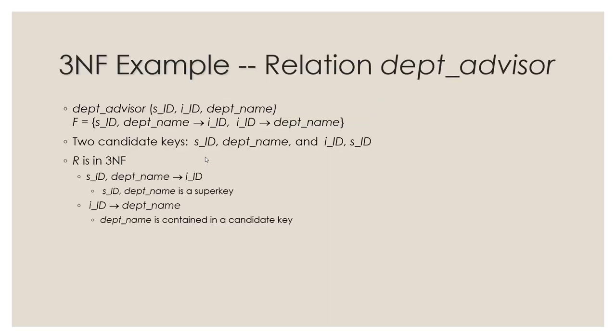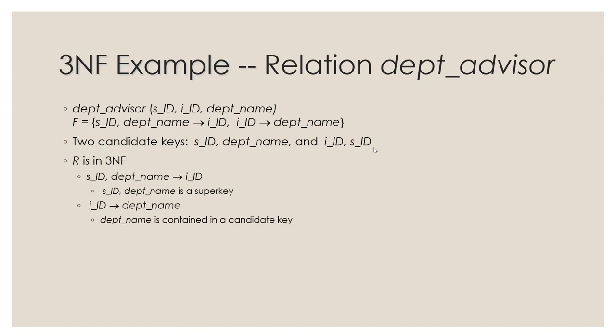So here we have an example. The relation is called department advisor. We have three attributes: student ID, instructor ID, and department name. We have two functional dependencies. The first one says, if you know the student's ID and the department they belong to, there's only one instructor that's going to be advising. If we know the instructor's ID, there's only the one department that they belong to. These are our two functional dependencies.